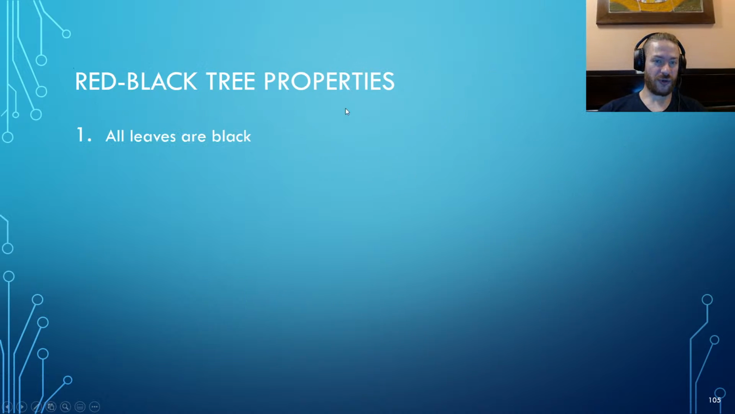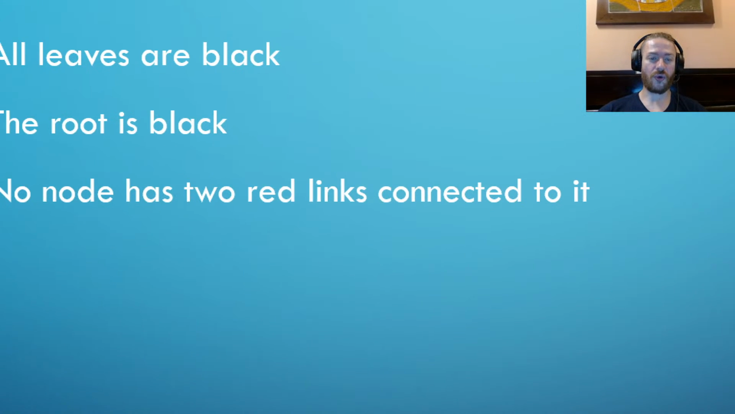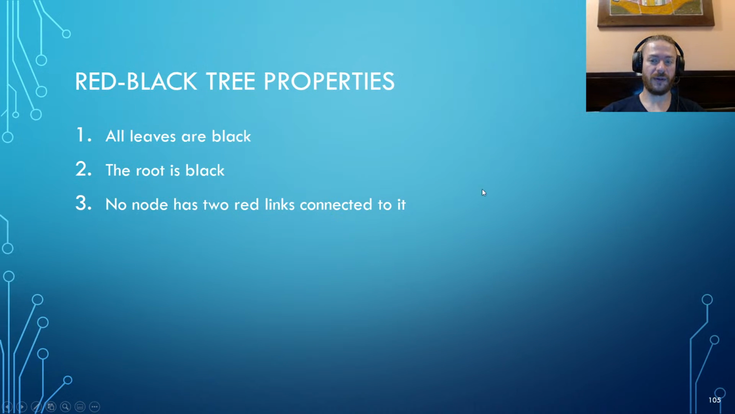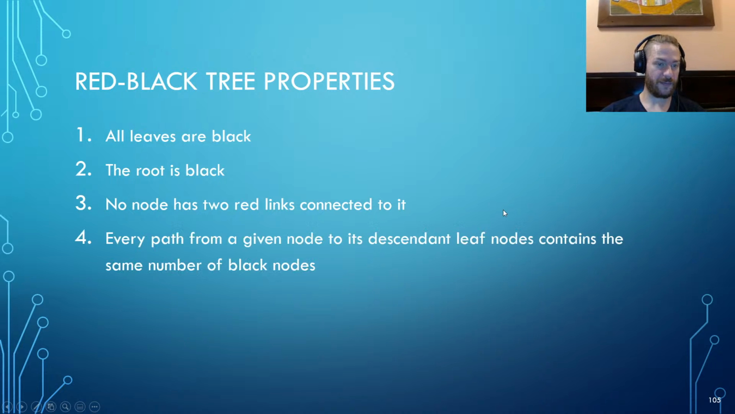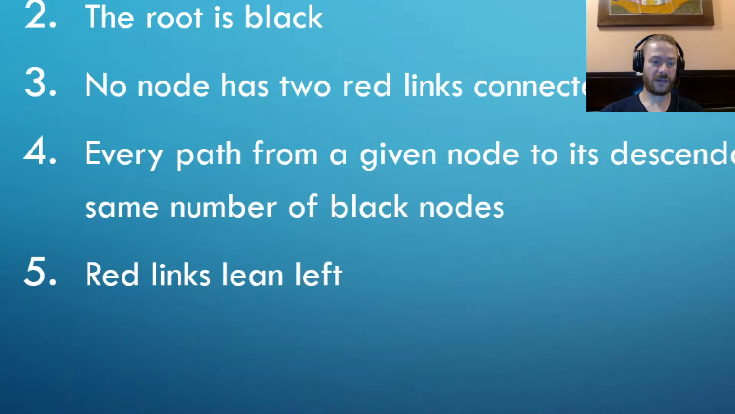What are the red-black tree properties? All leaves are black. So if a node doesn't have a child, it's black. The root is also black, always. No node has 2 red links connected to it. So if we have a red node, it shouldn't connect to a red node. Every path from a given node to its descendant leaf nodes contains the same number of black nodes. These are the properties. And red links lean left. That means that red links need to go to the left.